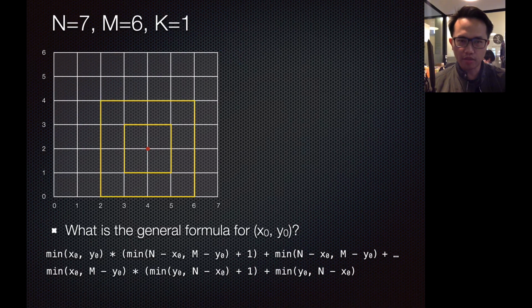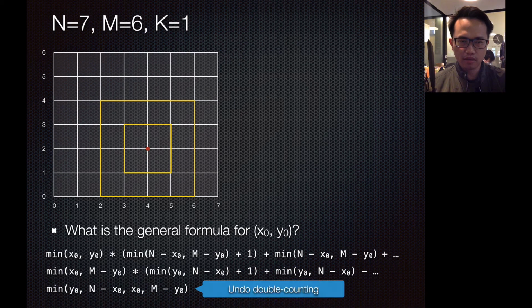Okay, but don't forget to subtract out the double counted squares. And that's the entire formula for k equals 1. This will solve subtask 6. And take a minute to make sure you fully understand this formula, because all this intuition will really help you when you try to understand the full problem.